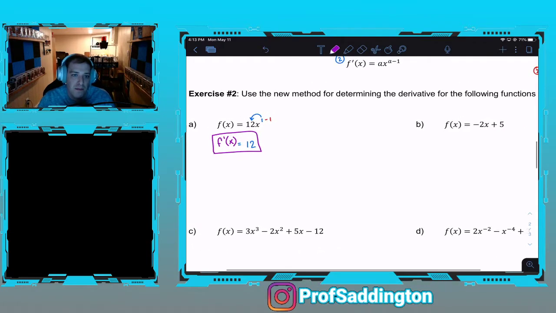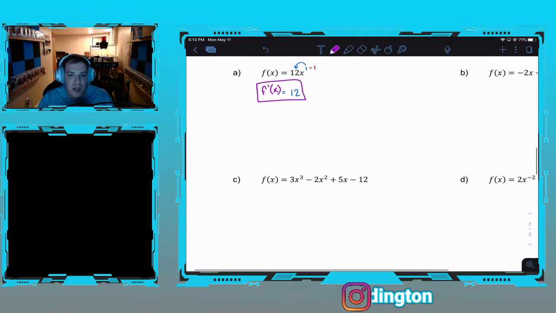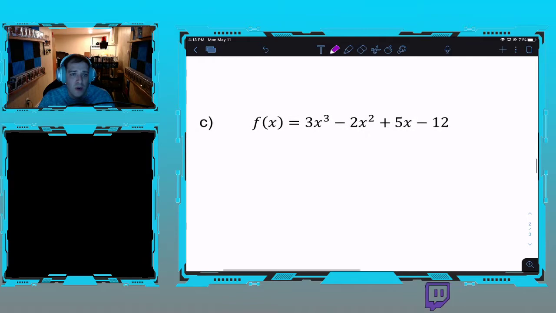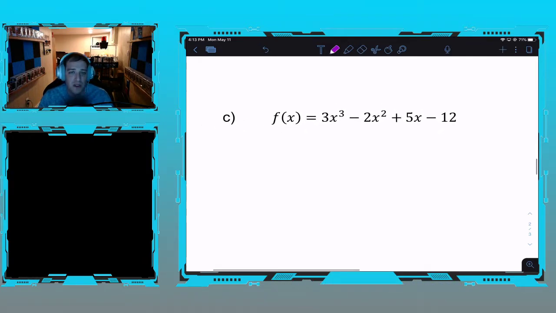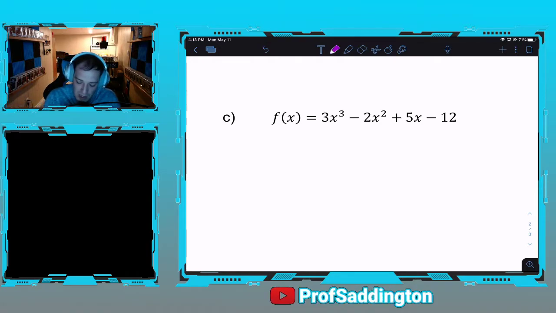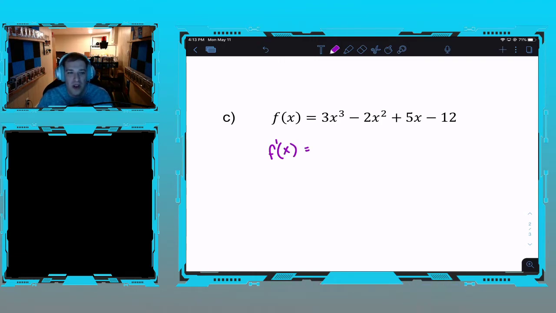I'm going to go to one like part C. Now, if you look at part C, this one is a polynomial. It's a 4-term polynomial, so you're just going to use this rule 4 separate times. I'm just doing it on repeat. So I'm going to try to find f prime of x. That is not a 1, it's supposed to be an apostrophe. So it's f prime of x.